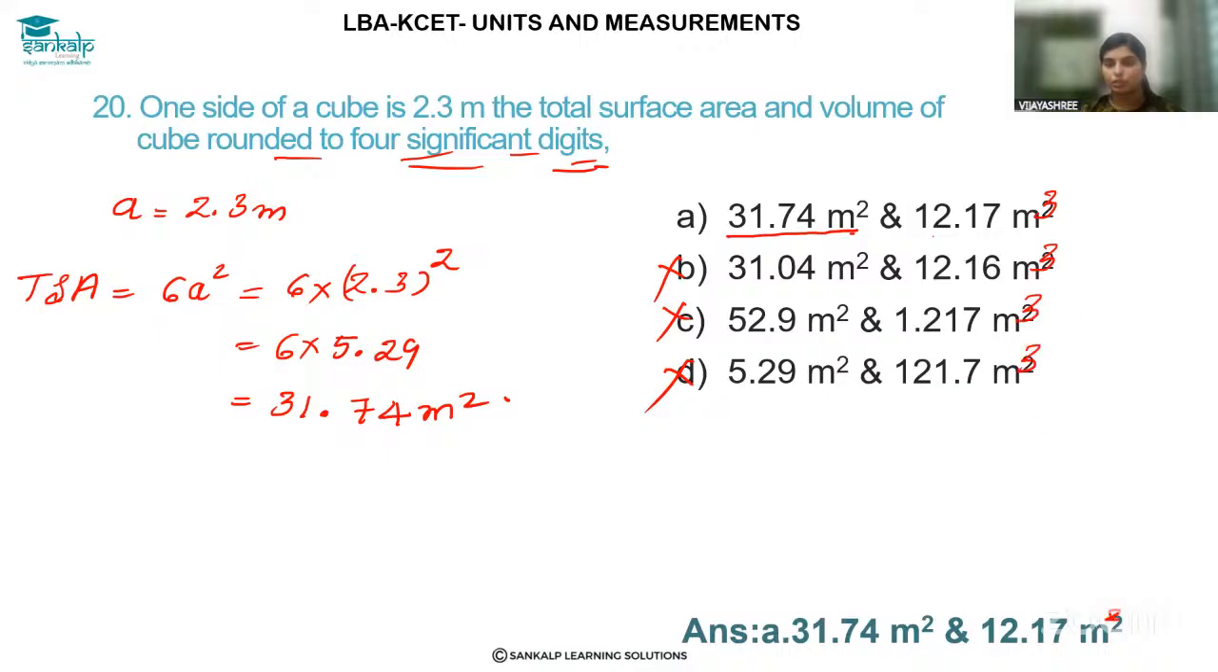Here also it should be meter cube. So volume: the total volume of a cube is equal to 2.3 the whole cube. So 2.3 the cube means we multiply the square, 5.29, by 2.3.